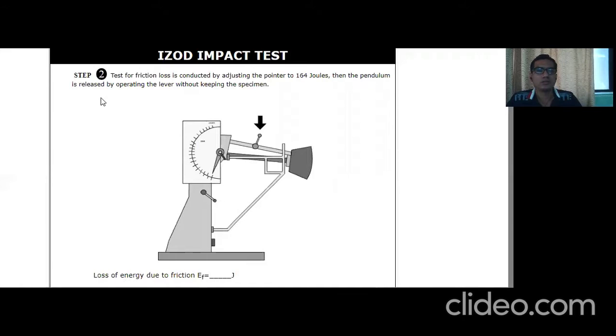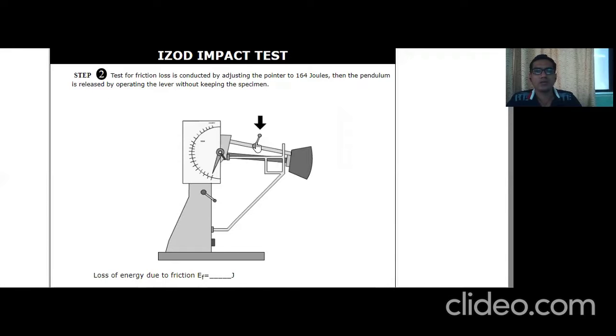Now, step number two: the test for friction loss is conducted by adjusting the pointer to 164 joules. Then the pendulum is released by operating the lever without keeping the specimen. On the anvil we are not keeping the specimen, and we are just releasing the pendulum using this lever. The loss of energy due to friction is what we determine in this step.